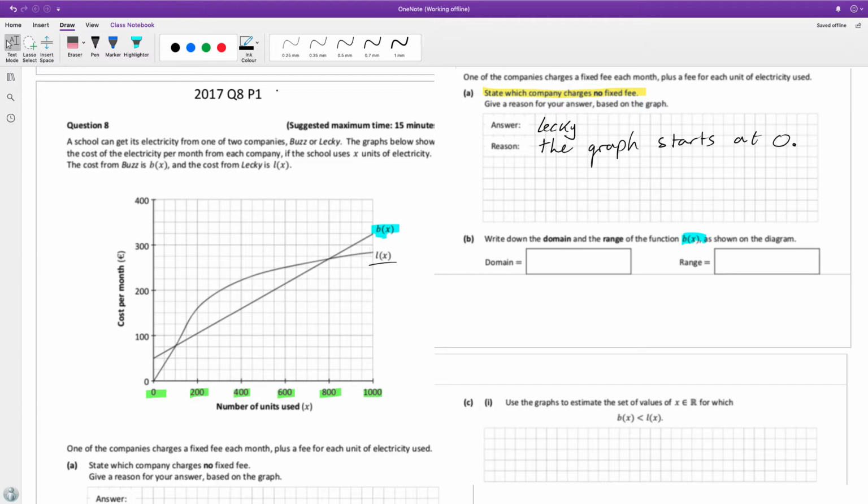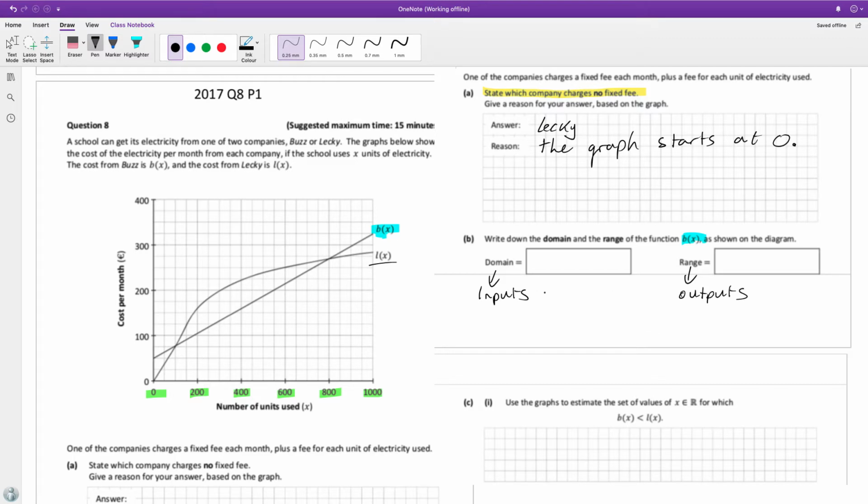Anyone remember the name he put on domain and the name he put on range? We covered it when we were doing functions. So domain is inputs, good stuff, and range is outputs.